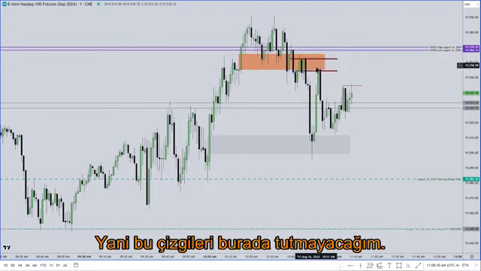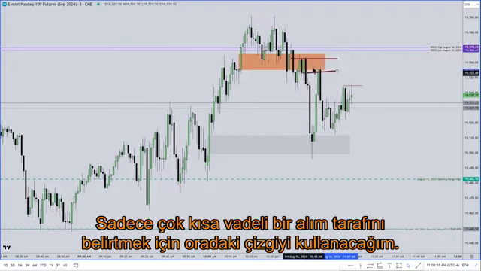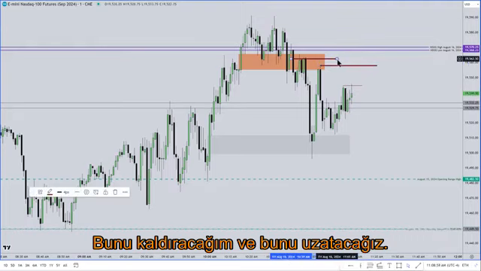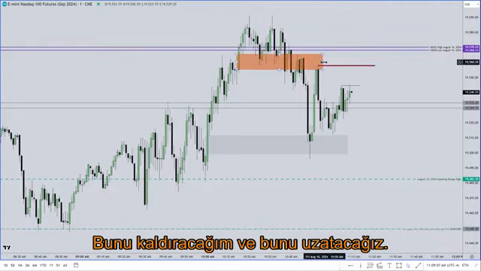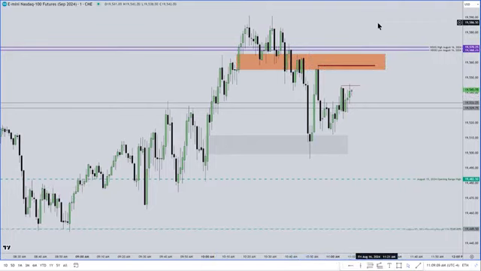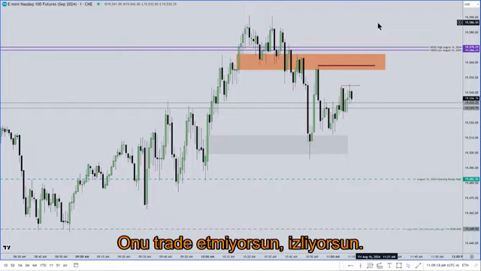So I'm not going to keep these lines here. I'm just going to use that line there to annotate a very short-term buy side. I'll take this off. And we'll extend this out. You're not trading it. You're watching it.